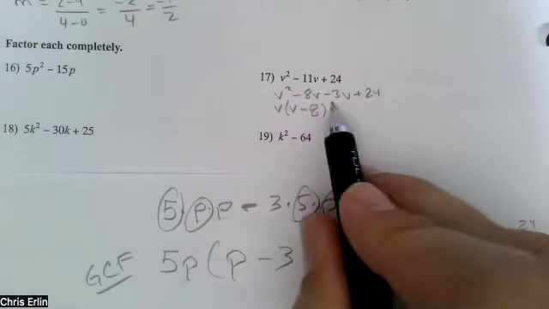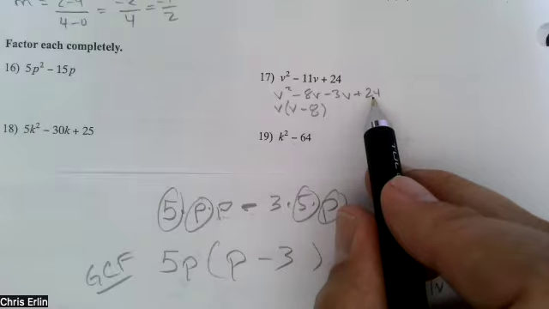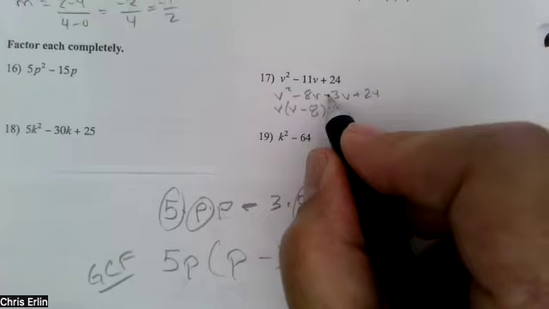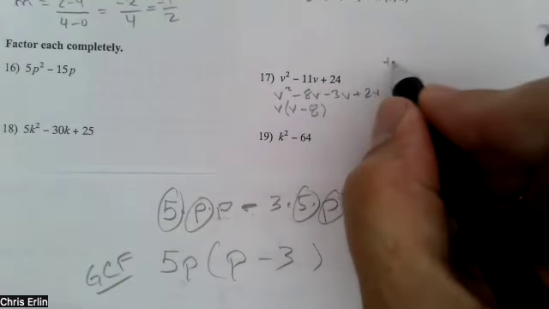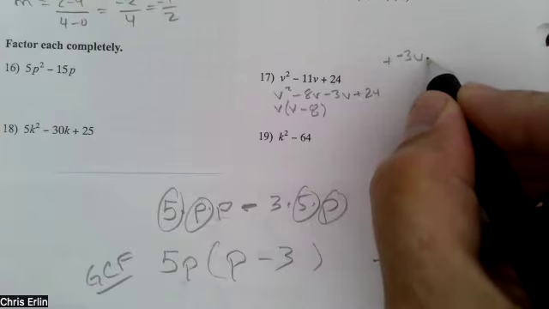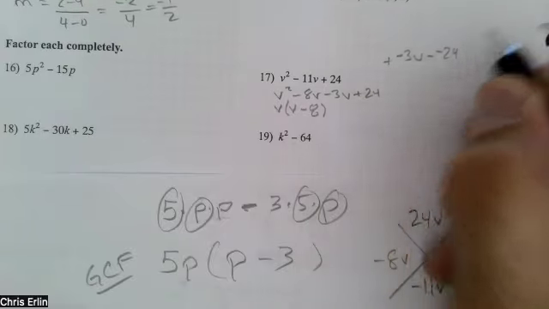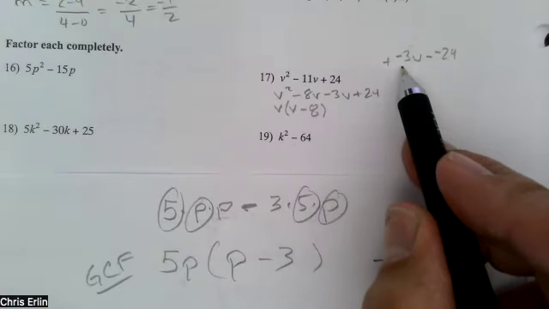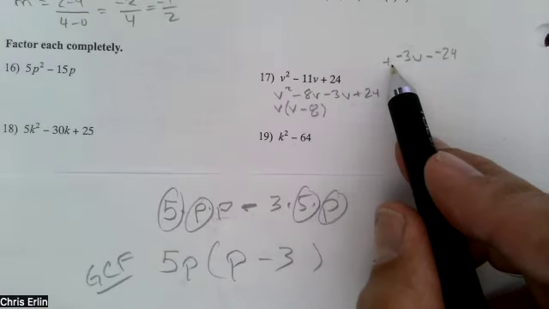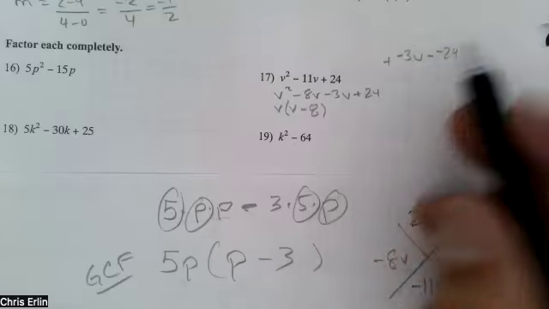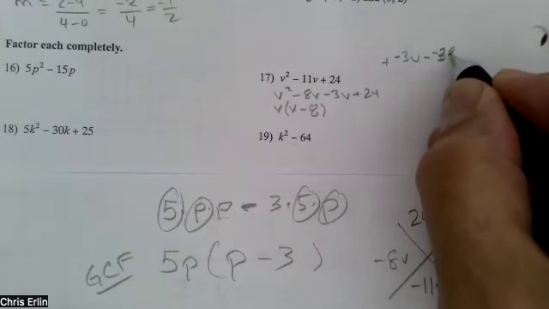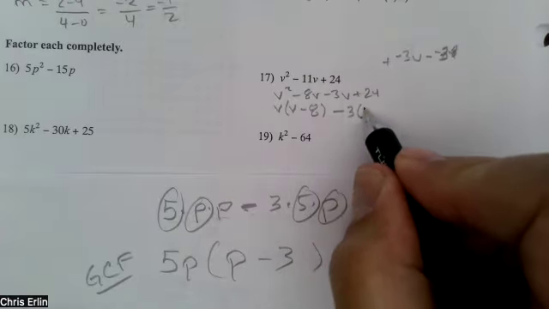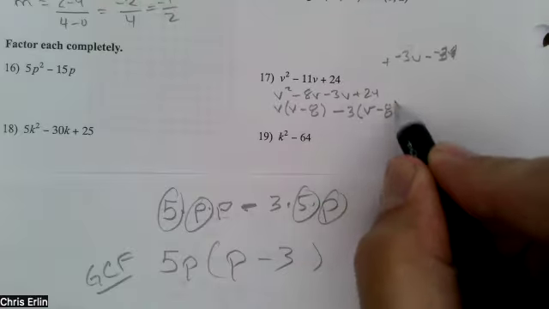Now I'm going to do the same thing here. What's common here? 3, and I'm going to actually pull it out as a negative 3. In other words, I'm really going to treat this as plus negative 3v minus negative 24, because I want this to be nice and clean. When I do this, I'm going to pull out a negative 3 in each of these, because this is really negative 3 times 8. So I'm going to say minus 3 times v minus 8.